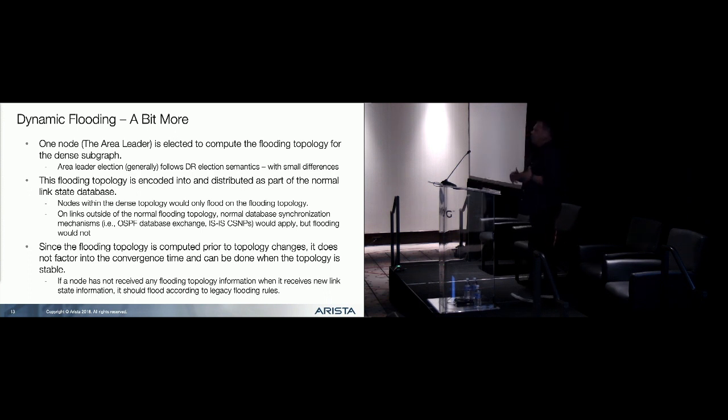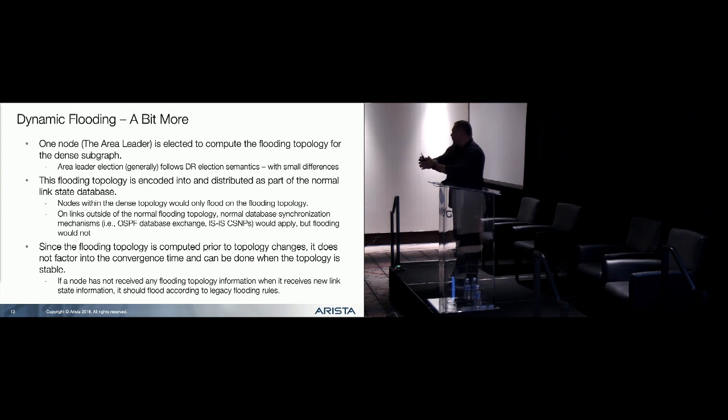And since it's computed prior to any topology changes, it doesn't change the convergence time for the forwarding topology. So you can still forward across, and you're still going to run SPFs as needed around failures, but you don't have to worry about how much that impacts network convergence around a change in the flooding topology, because the only real change in the forwarding topology is that particular link on the flooding topology.